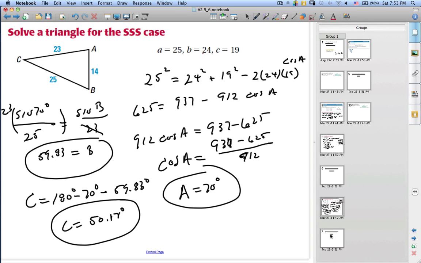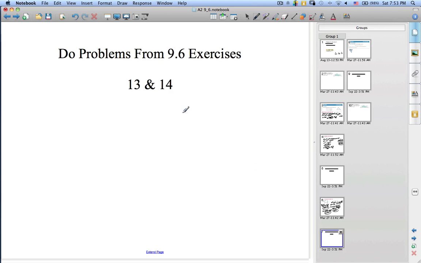Okay, so go ahead and practice the side, side, side case. Do problems 13 and 14, come on back and we'll talk about area of a triangle.